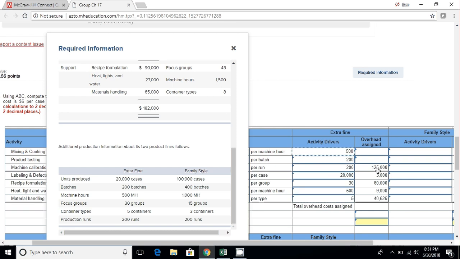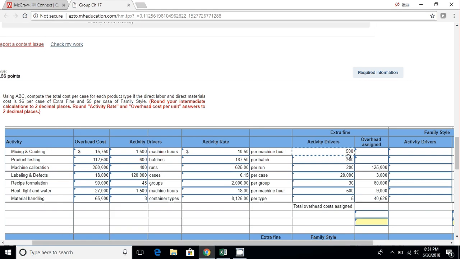So it went ahead and did some math for us right here, but what are they looking at for this overhead assigned? We're just taking the activity driver times the activity rate. So now if we take the 10.50 times this 500, we get 5,250. If we take the 187.50 times the 200 batches, we're going to have 37,500. And then they went ahead and figured out the rest of them for us. That was nice of them, right?